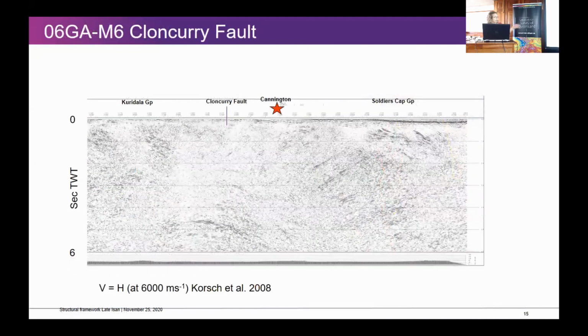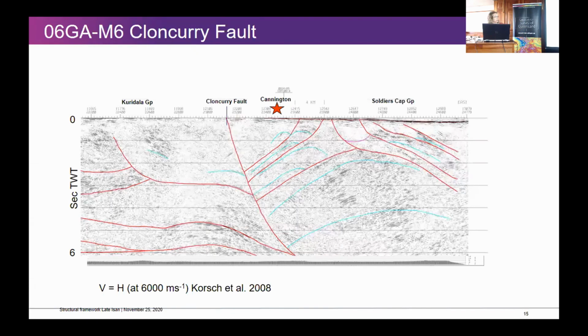So again, this is the interpretation from Russell Korsch and the team with the surface position of Cloncurry Fault flagged there and Cannington roughly projected. So you can see there's a change in dip across the fault zone, if I can find my mouse, from east dipping to west dipping, and that's reasonably well defined when you zoom in and look through there and down to here. This image only goes to 6 seconds, but they do have it listric at depth.